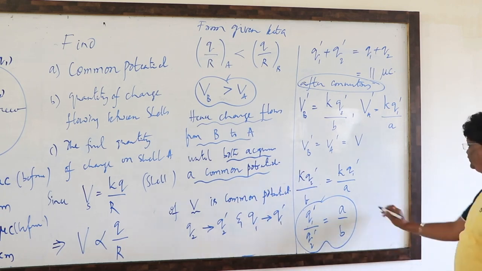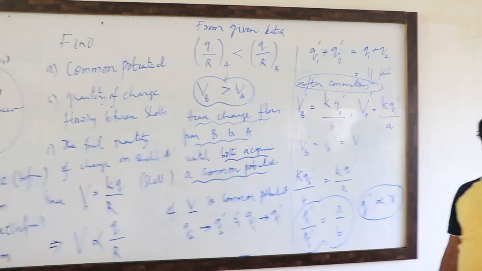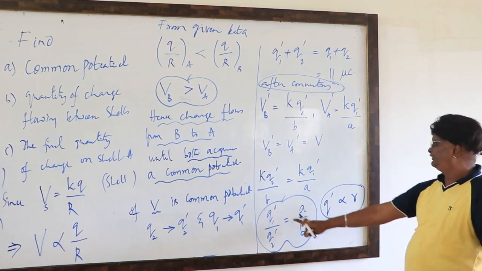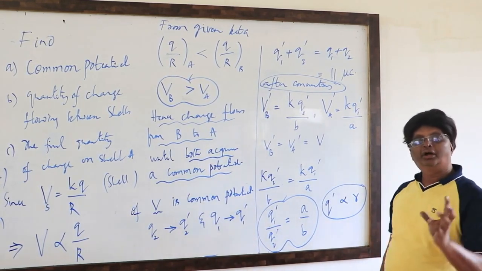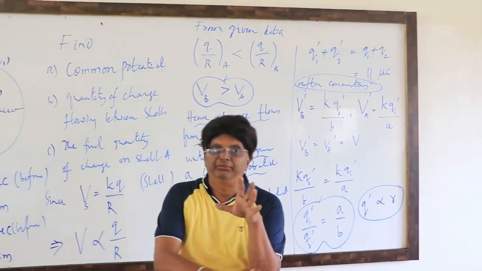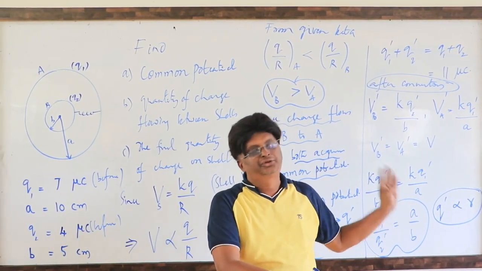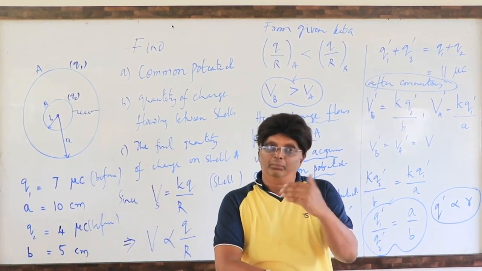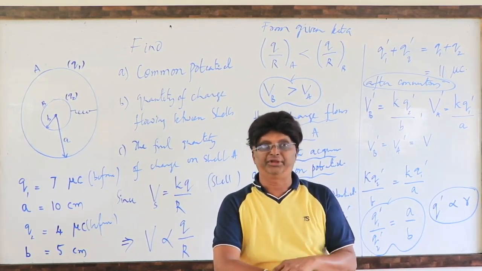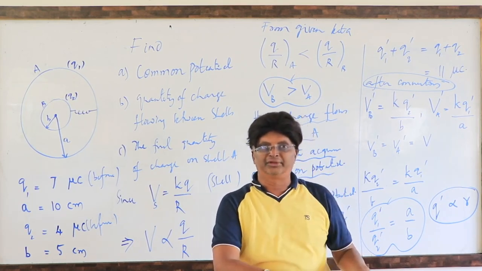Now what is it that you observe here? Here you see Q dash proportional to R, the radius. Is it not? What does it mean? Whenever charge has to be divided between two shells, it happens according to the result Q proportional to radius. More radius, more charge it will accept; lesser radius, lesser charge it will take, because it is always a distribution of the charge on the surface.